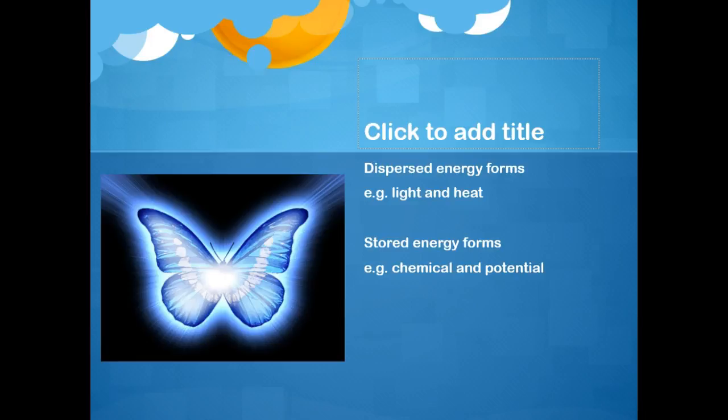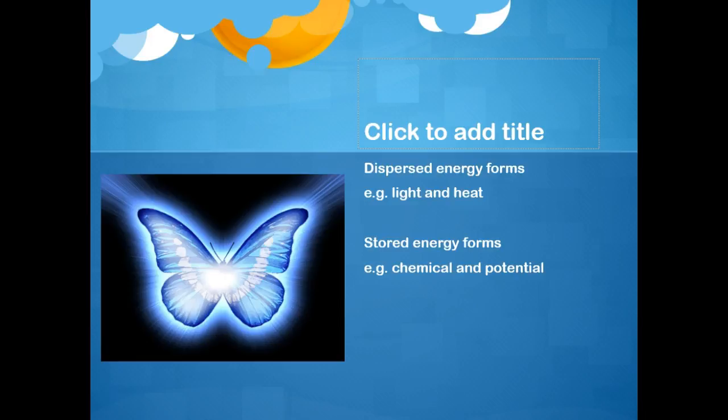So if we can convert our energy into useful forms, into chemical energy or potential energy, then we're going to be able to utilize them a lot more. Or if we can use the heat some way to get back into some form of chemical potential energy.